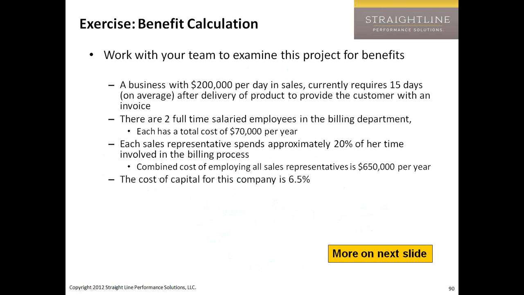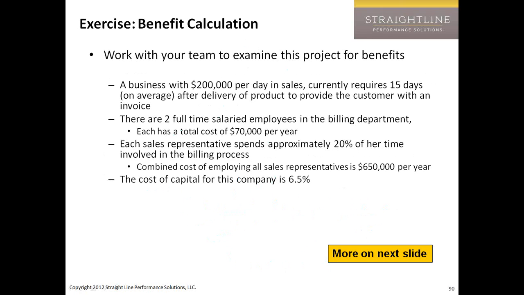So let's consider a hypothetical project where we have a business that does $200,000 a day in sales, and currently it takes 15 days, on average, after delivery of a product, okay, so they're a product company, but it could be a service company just as easily, to provide the customer with an invoice. So we've done the work, we ought to get paid, and it takes us 15 days to get that invoice out to them, not to get paid.